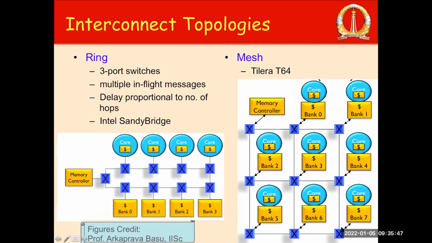So there are different kinds of interconnect networks that are possible, and these interconnect networks are used in different processors. For example, the ring is used in the Intel Sandy Bridge, the mesh is used in the Tilera TILE64 architectures, and so on and so forth. And the interconnect network essentially forms a significant part of the uncore part of the architecture.